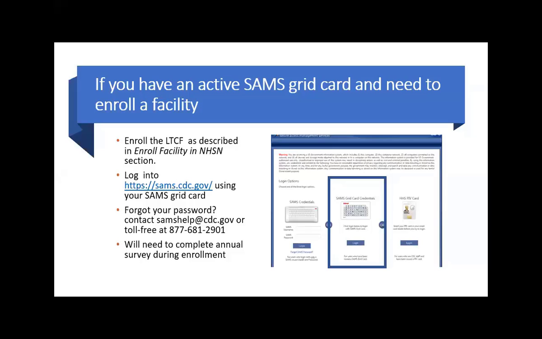So you log in, and then you follow the steps that I just went through, starting at enrolling a facility. So go to under My Applications, enroll a facility, and then go through those steps. And that's what you would do for each of your facilities. If you did not follow my advice and write down that password or take a picture, then you will need to contact SAMS. I recommend just giving them a phone call.